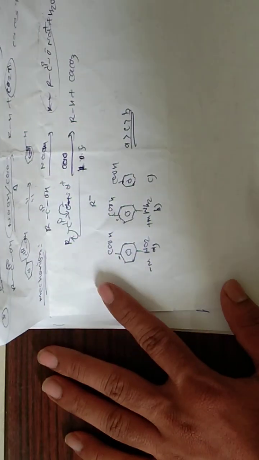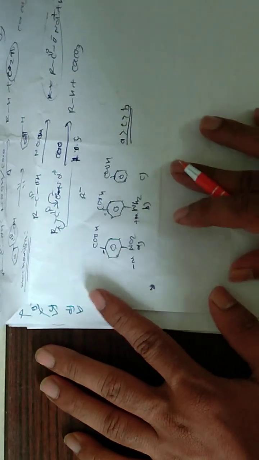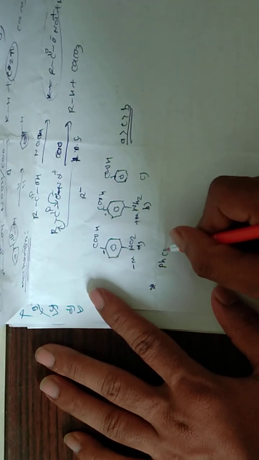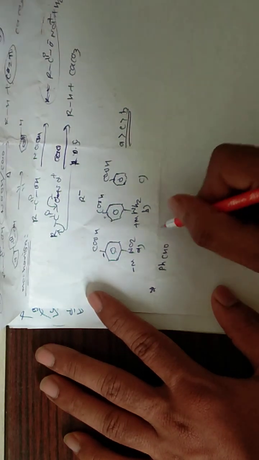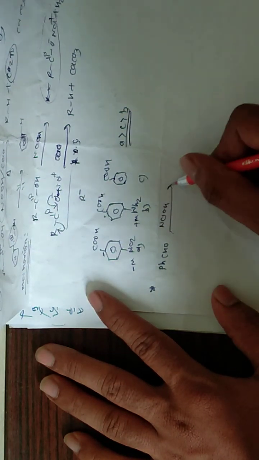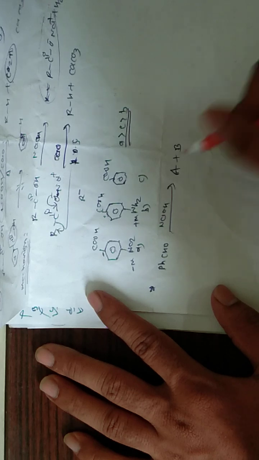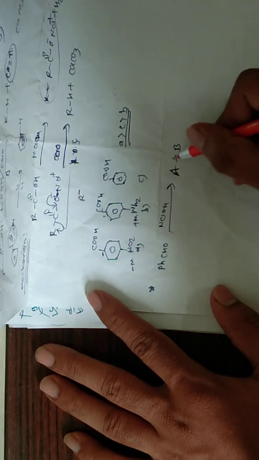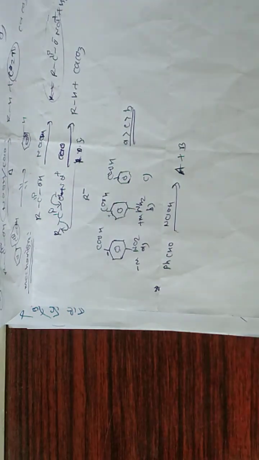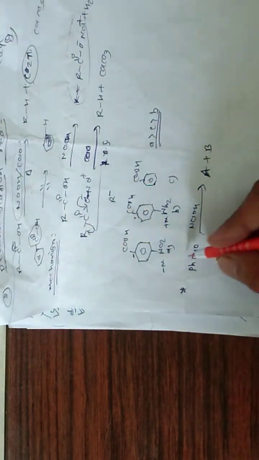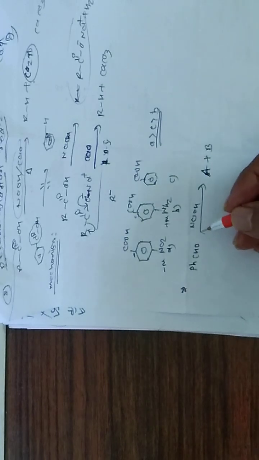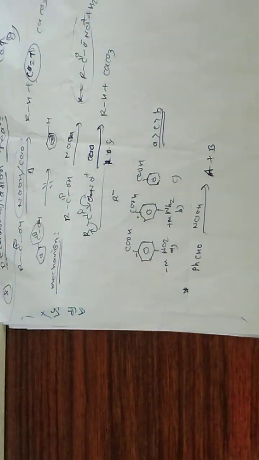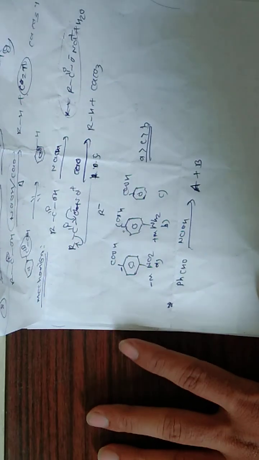Now comes one question, I will give you that for practice only. PhCHO, benzaldehyde, in presence of NaOH. What will be the product? A plus B, two products are formed. I think you may get the hint of that reaction. If you see, base is used here and alpha hydrogen is not present, then which reaction will occur? This is the Cannizzaro reaction.